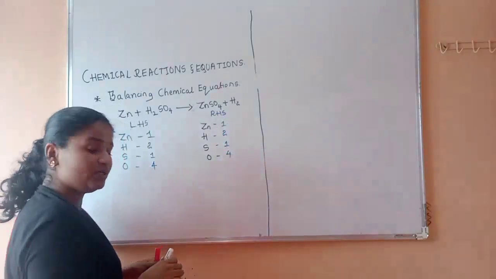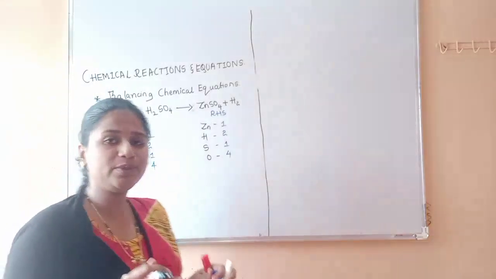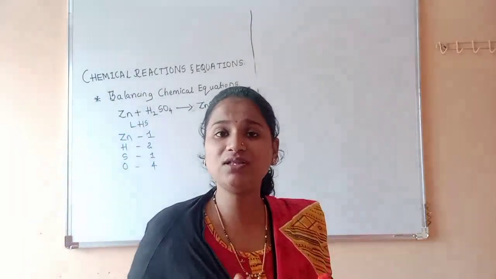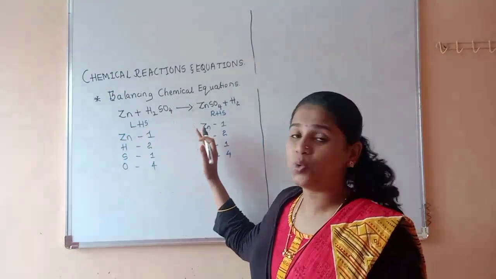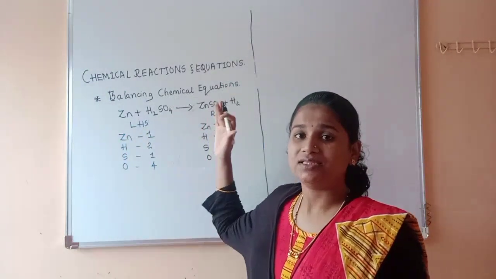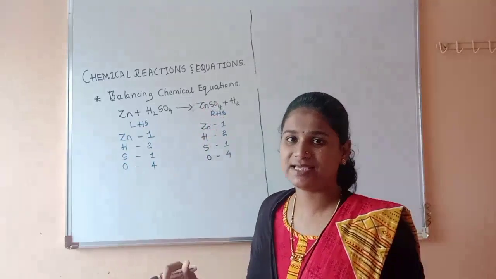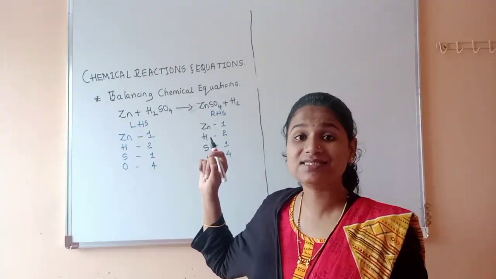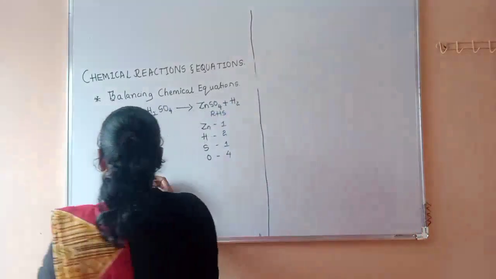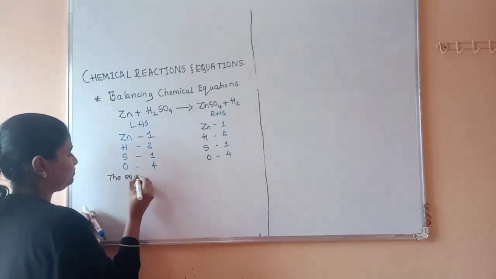When you observe both LHS and RHS, the number of atoms of all the elements on the LHS is equal to the number of atoms of all elements on the RHS. This means the given equation is already a balanced equation. So, we can write that the equation is balanced.